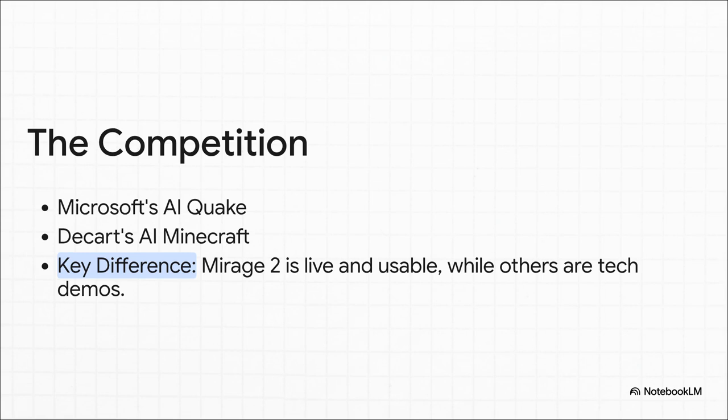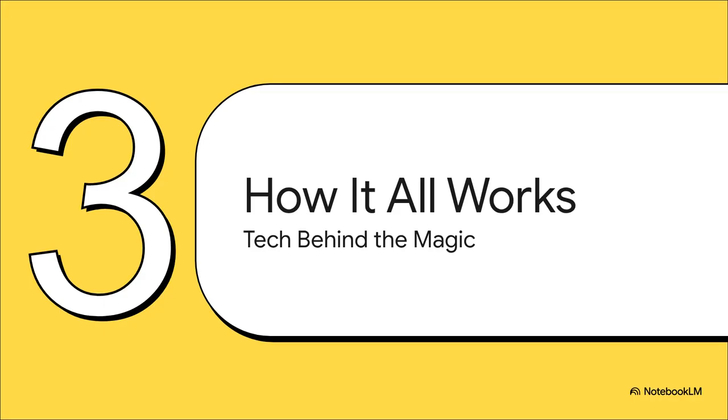And hey, it's not just Google. You've got Microsoft tinkering with an AI-powered Quake and a bunch of other pretty wild demos out there. But they all share the same theme. They're mostly internal projects, these limited tests. Mirage 2 is the first one to just throw the doors open and say, hey, come on in, anyone can try this. So, how in the world does this work? I mean, what's the actual tech behind the magic? How do you go from a flat picture to a world you can run around in?